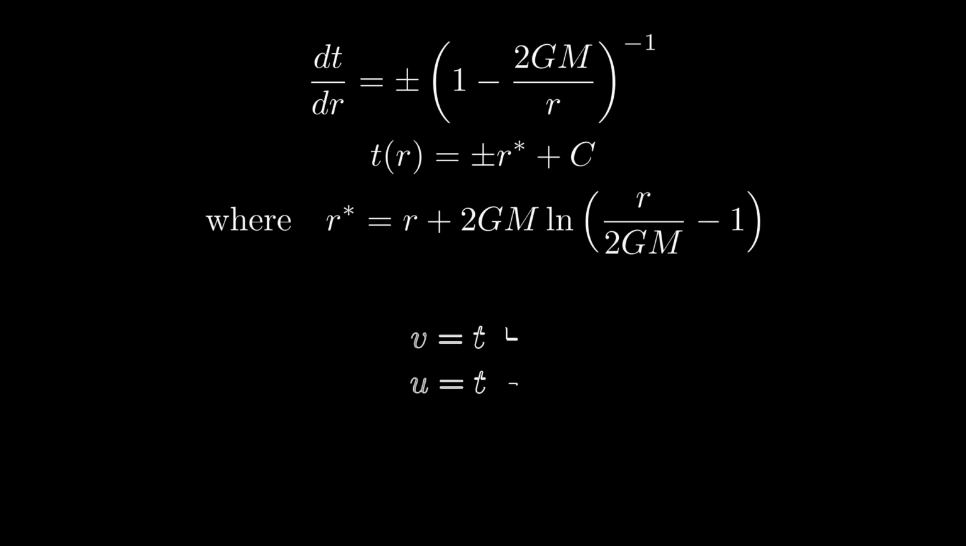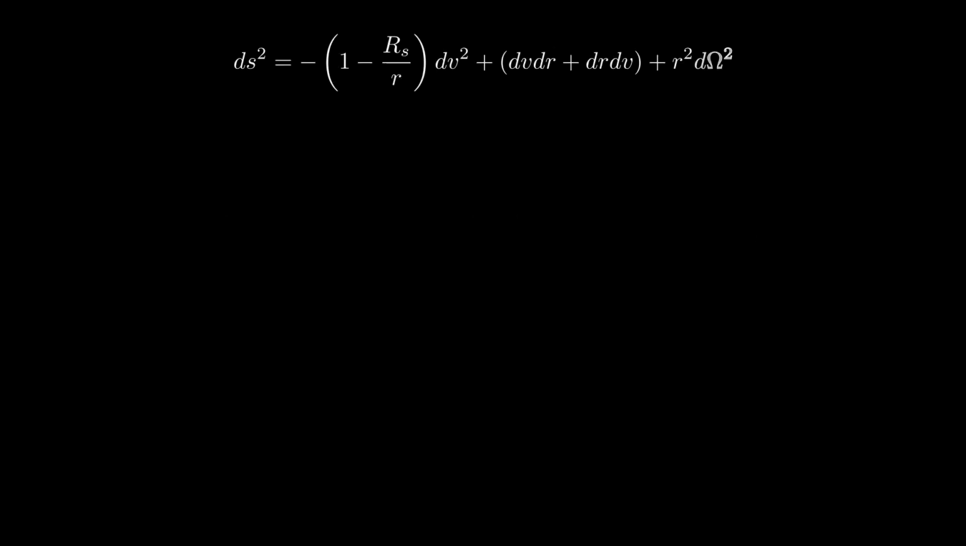Let us define the coordinates v as t plus r star and u as t minus r star. We have seen these types of coordinates in the last video. If we solve the v equation for t, then take the derivative and square it, we can put this dt squared back in the original metric to rewrite it in terms of the new coordinate v. It is a bit of lengthy algebra, but the result is the following metric. This is the Eddington-Finkelstein metric.